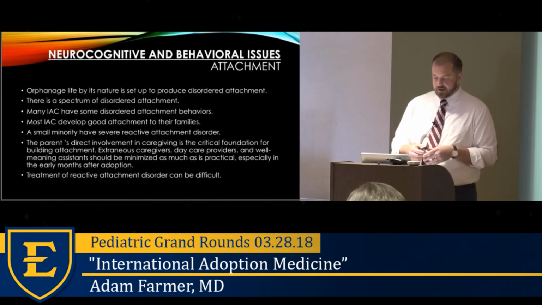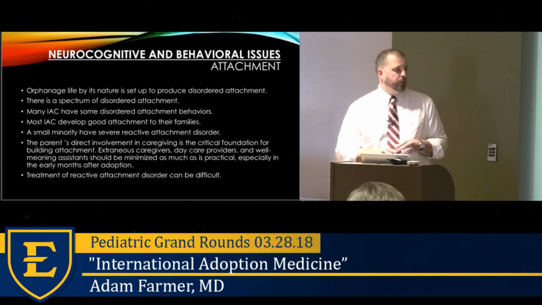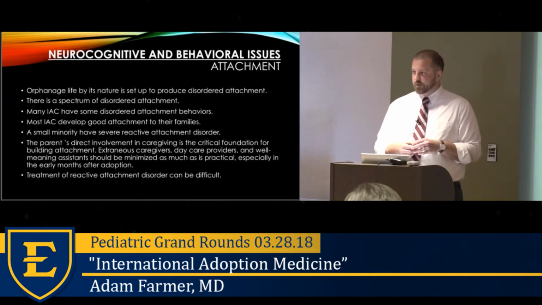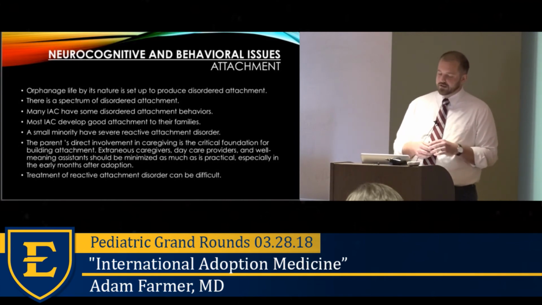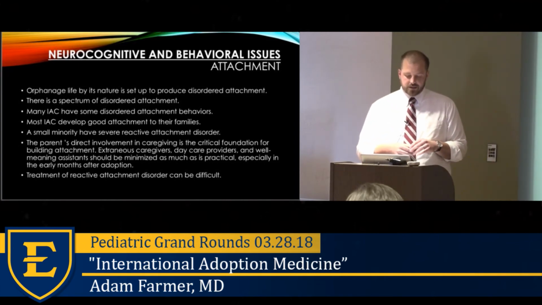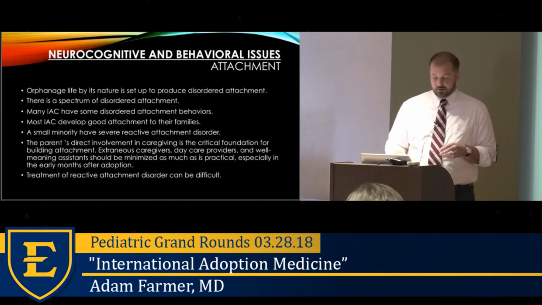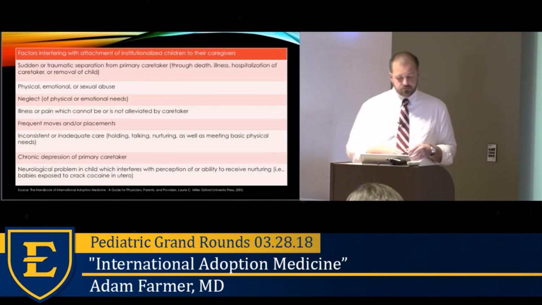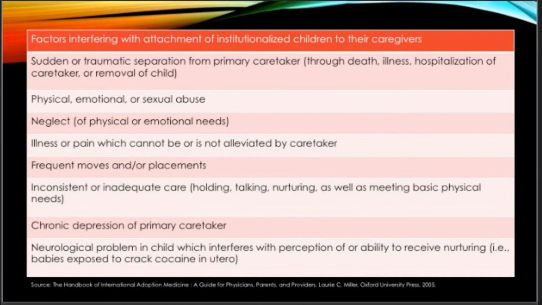A big thing to talk to parents about is that it's been shown that direct involvement from the caregiver is the critical foundation for building attachment. There are some suggestions that you should try to limit extra caregivers, daycare providers, different assistants and things like that, as a way to encourage attachment early on. Some of the factors interfering with attachment in institutionalized children. Again, this looks very similar to several of the lists we've already gone through: neglect, abuse, illnesses, things like that.